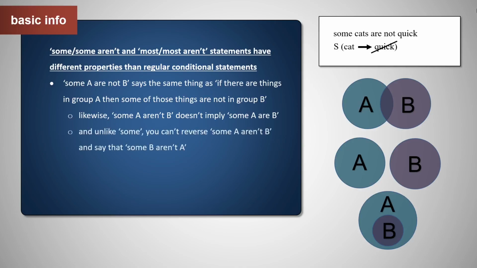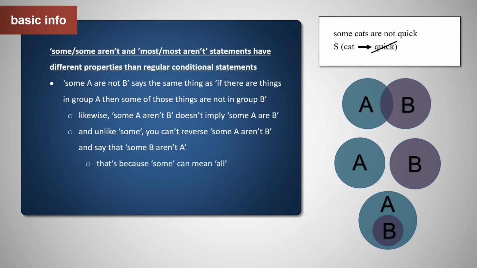And actually, unlike some, you can't just reverse it. When you know that some A are not B, you can't say that some B aren't A, and that's what we have in the bottom circle. Just because you know there are elements in A that are not going to be in B, you might have a situation where every single B is a smaller subgroup within A, so you can't say the same thing starting from there.